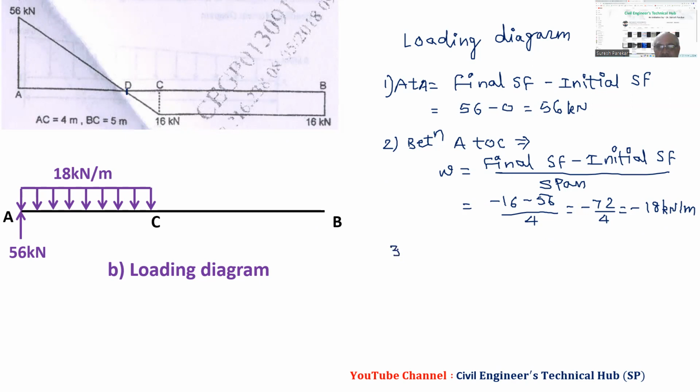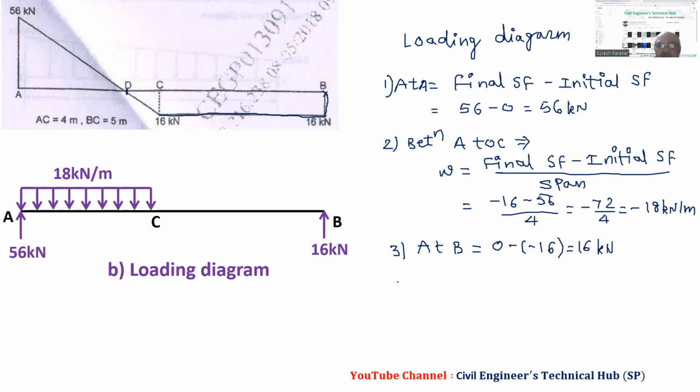Now third, we have the vertical ordinate at B. Now final shear force we have, we are coming from C, then we will go in this way. So final we have 0, initial is minus 16. So we have 0 minus of minus 16, and that is plus 16, meaning we have upward. So we have this as the loading diagram.